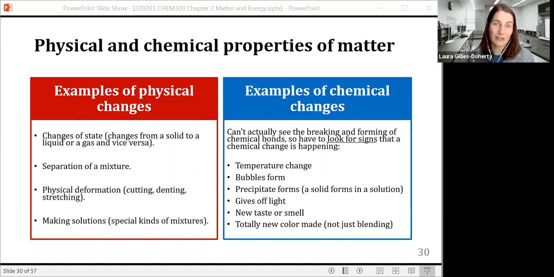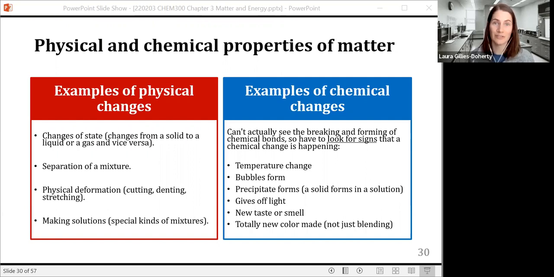So the signs we look for that indicate we might have a chemical change happening is, we look for changes in temperature. If you put two substances together and when you mix them, it starts heating up or cooling down, that's a sign that there's a chemical change happening, that there's some chemistry going on where some bonds are being broken and some new bonds are being made to make some new substances.